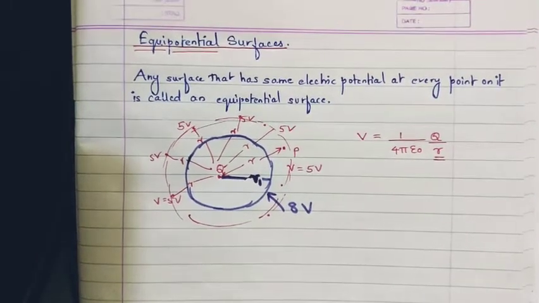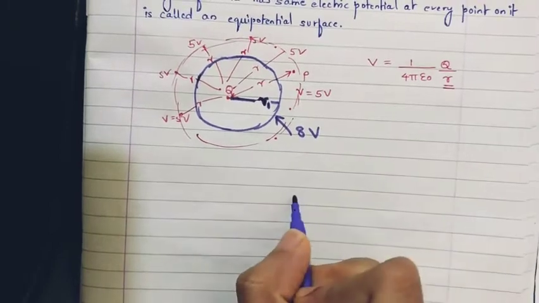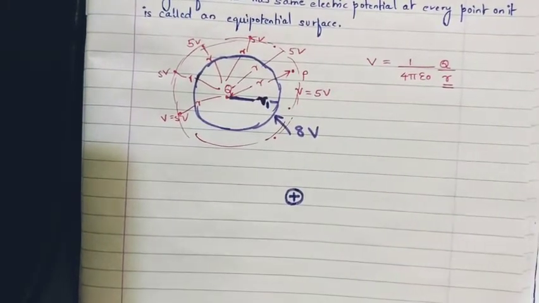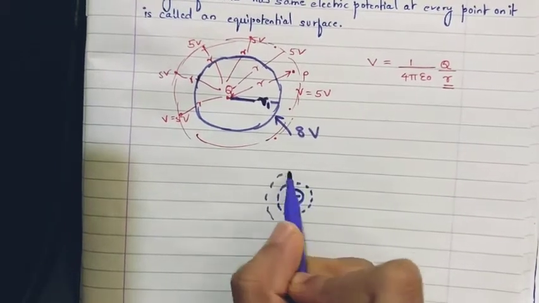So how will the equipotential surfaces for a point charge look? It will look something like this. If I have a positive charge over here, these will be the equipotential surfaces, that is, concentric spheres.